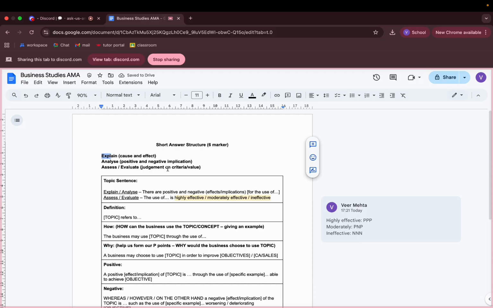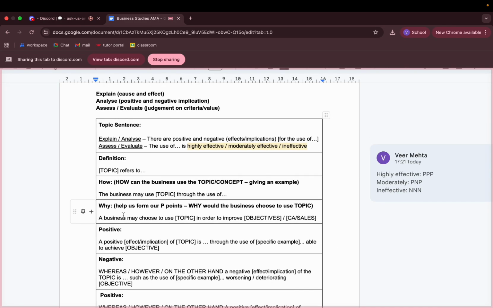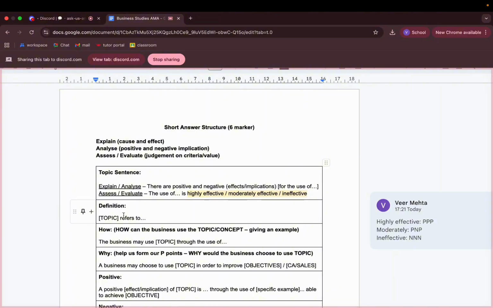And so these are the main short answer 6-mark structure questions. You might see a compare, you might see a recommend. We won't go through those today just for the sake of time. These will probably constitute well over 25-30 of the marks in the short answer section. We'll go through the structure really quickly. Actually, we won't go through it in this detail, but we'll go through it quickly.